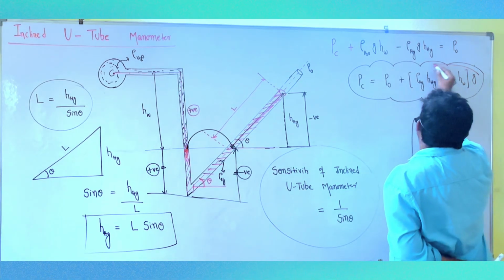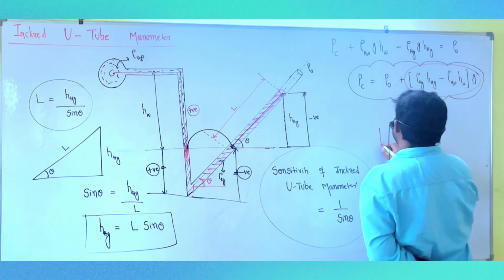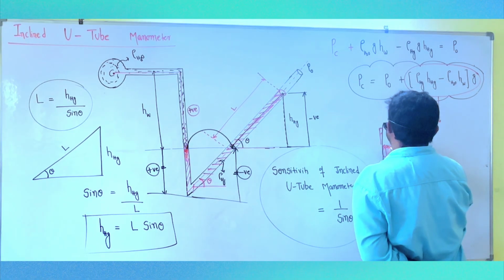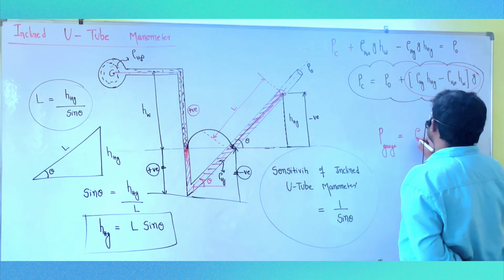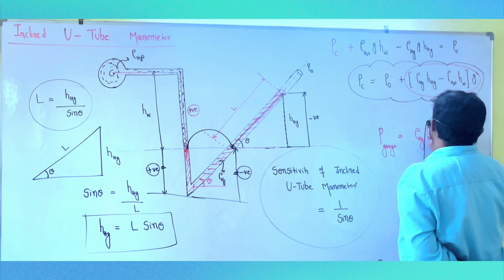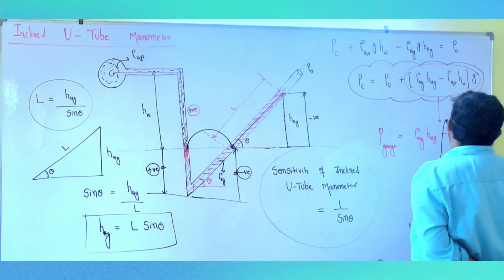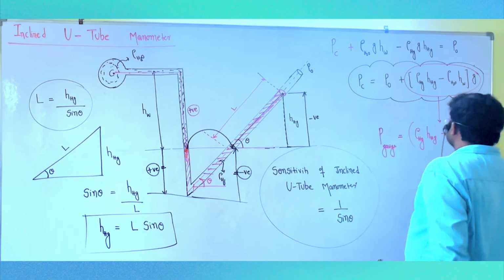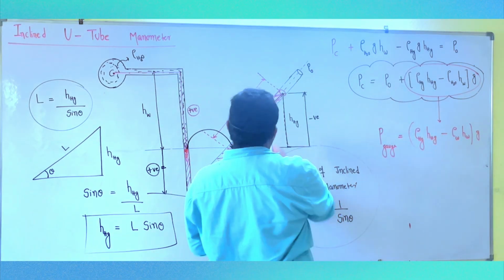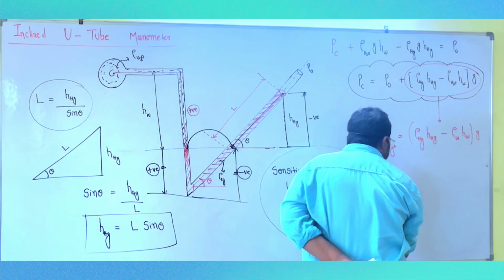This part is how much? Entire part is how much? P gauge. What is the gauge pressure at point C? Density of the mercury into HHG minus density of the water, H water into G. HHG. Here physically you can measure L. So what is the gauge pressure at point C?